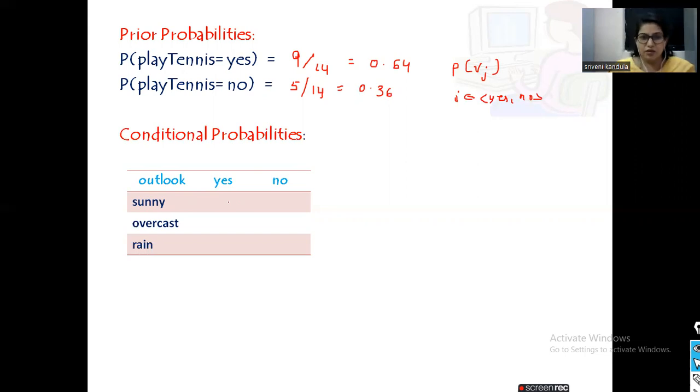9 are there. In the conditional probability, let me write the term. It is P of Ai given Vj. Ai is the current attribute, Vj is the outcome that I am taking. Just now I have written that Vj is either yes or no. Now I know how many positive instances are there. Total positive instances are 9.